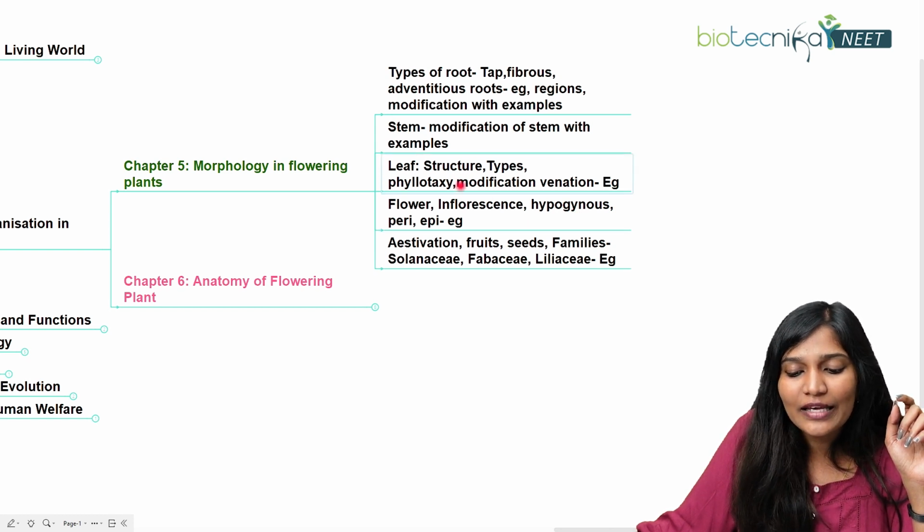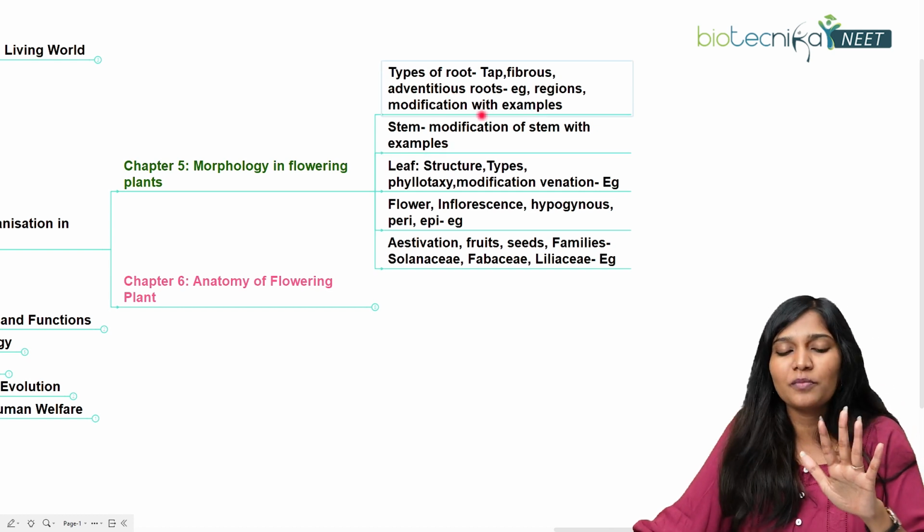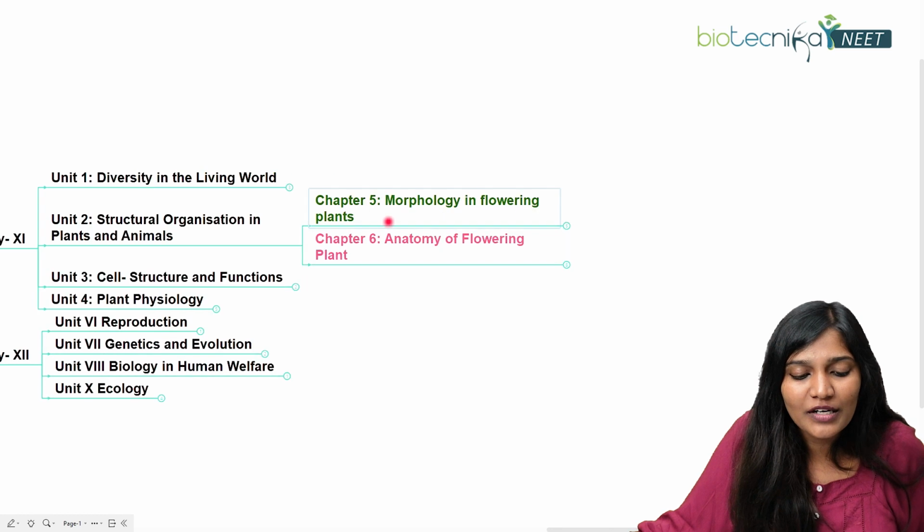flowers and the leaf, phyllotaxy, venations and modifications, stem modification examples, root modification and examples. Most predominantly. So this is about morphology in flowering plants.